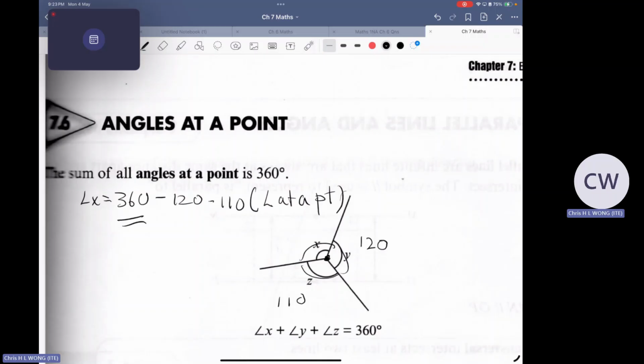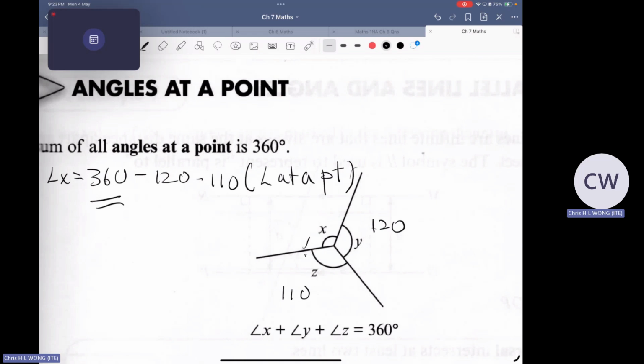Okay, is it okay? Angle at a point. So you learn another one already. When you need to use 360, you must tell them angle at a point. There's no other reason. Now, test you. Ready? Let me erase first. Sorry, it was just one example only. Just like I say this is 120, and this is 110. It's just an example. Any problems?